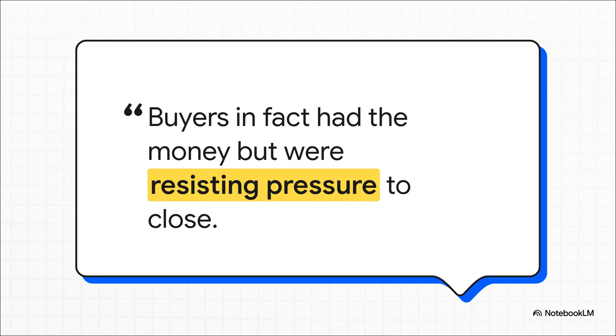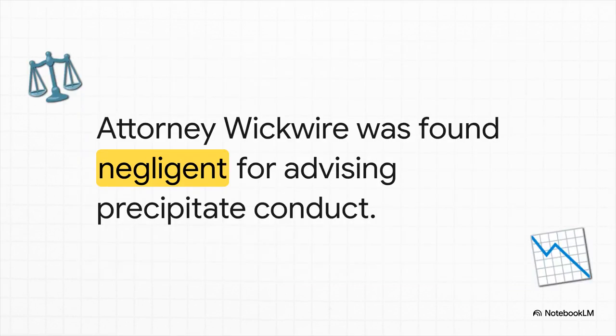But check out this smoking gun quote from that fateful phone call. When Wickwire pressed the broker on whether the buyers lacked the down payment entirely, the broker replied that the buyers in fact had the money, but were just resisting the pressure to close. Think about our rule from earlier. Does resisting the pressure to close on a specific arbitrary date sound like a definite and unequivocal manifestation of intent not to perform the contract at all? The court said absolutely not. It was completely ambiguous. Because the statement was so ambiguous, Wickwire was actually found negligent as a matter of law.